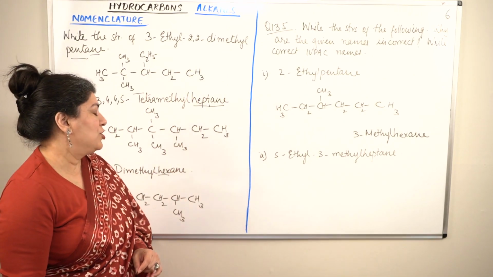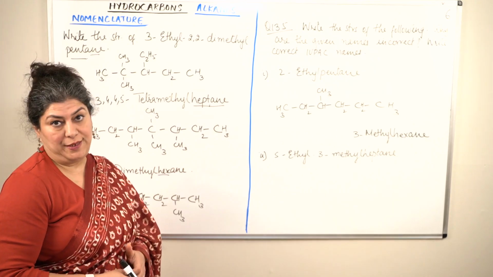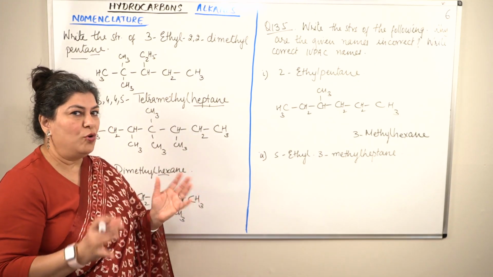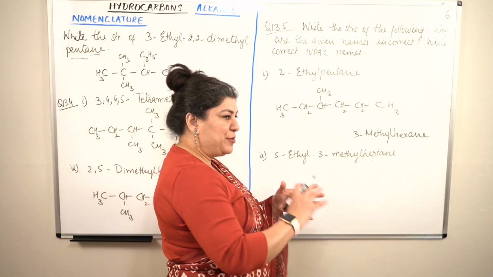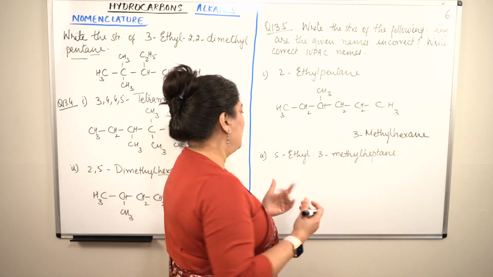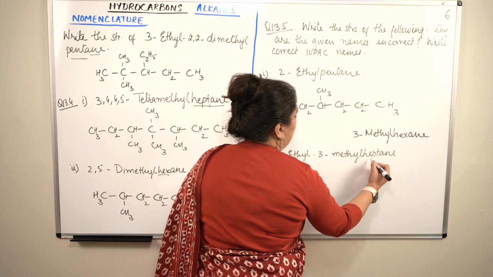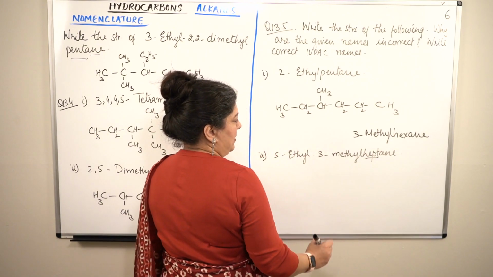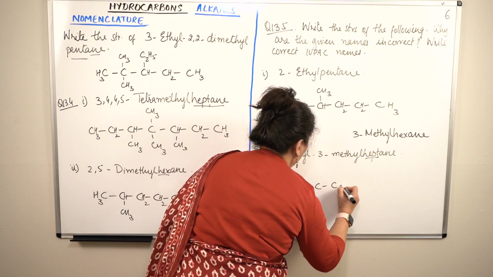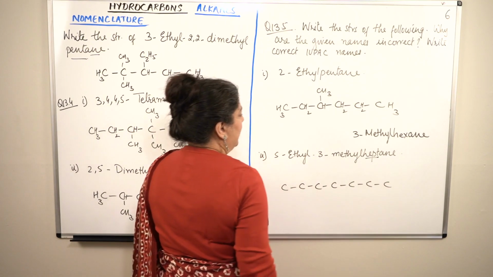Similarly, this is the last one that we would be doing for the video. 5-ethyl-3-methylheptane. That's the compound. So let us first make the structure to know what's wrong. Because after making the structure, it'll become apparent what went wrong when it was being named. Now, this is hept. Hept means there are 7 carbons. So let's make the 7 carbons. 1, 2, 3, 4, 5, 6, and 7. Yeah. Heptane.